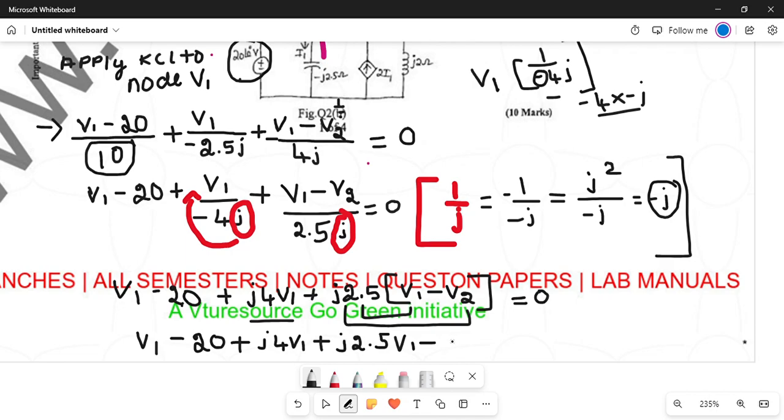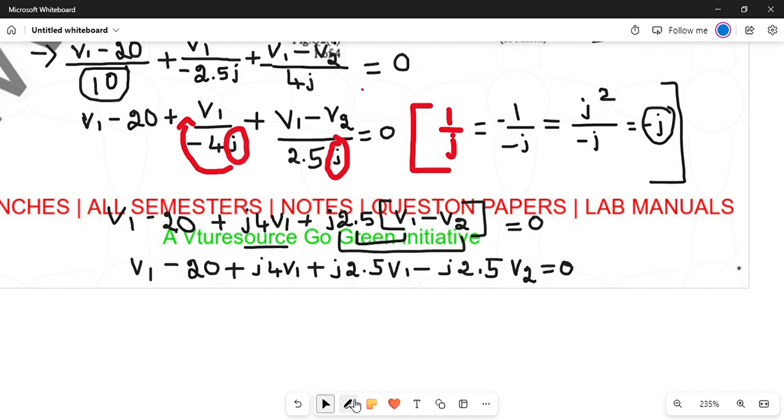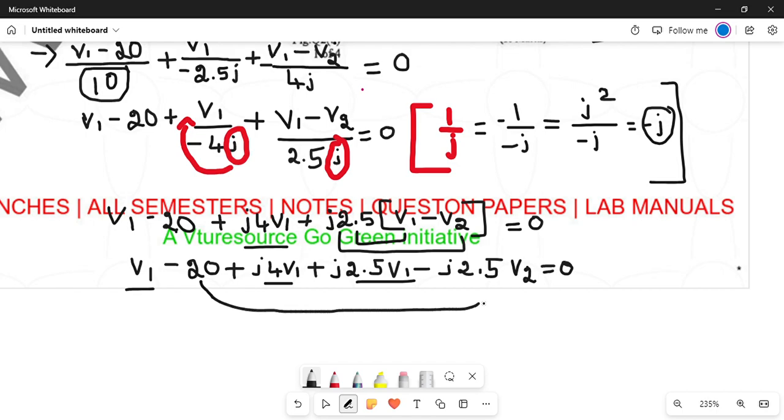So it is minus, that is equal to minus j 2.5 v2, which is equal to 0. Fine. Okay. So next what I am supposed to do is that I have v1 and here one v1. So I am going to simplify that, and I need to shift this 20 to the equals side.